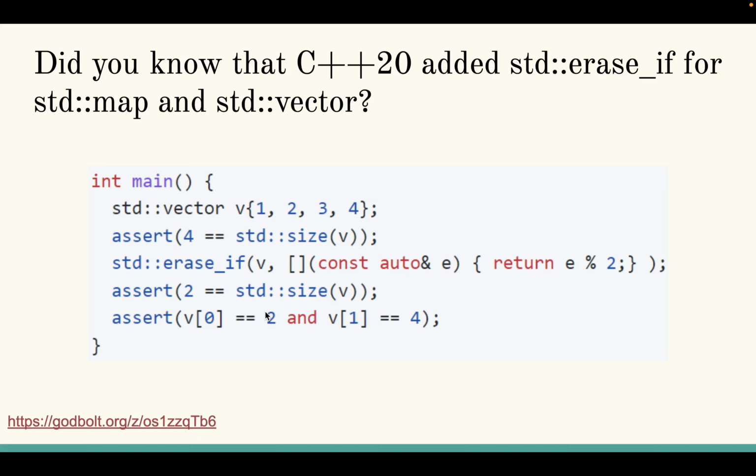Did you know that C++20 added std::erase_if for map and vector containers? Yeah, this is also interesting. We have a vector. The vector includes the numbers 1, 2, 3, 4. Okay, the size of the vector is 4. We can call erase_if, and then pass the vector as the first argument, and then this is the applier function, and in the applier function we want to remove the even numbers from the container. And in the next line, if we get the size of the vector, we will have 2.